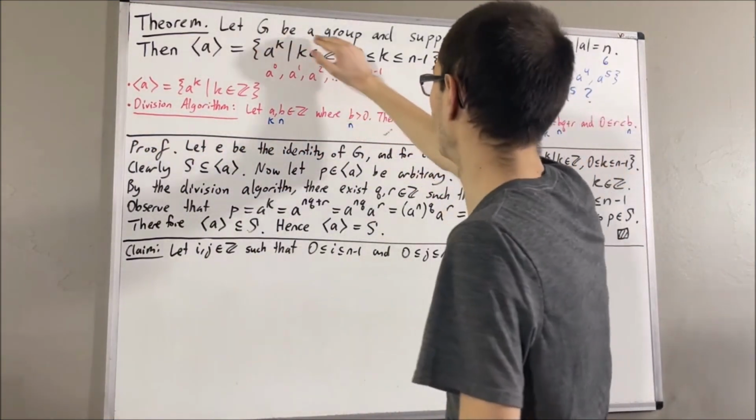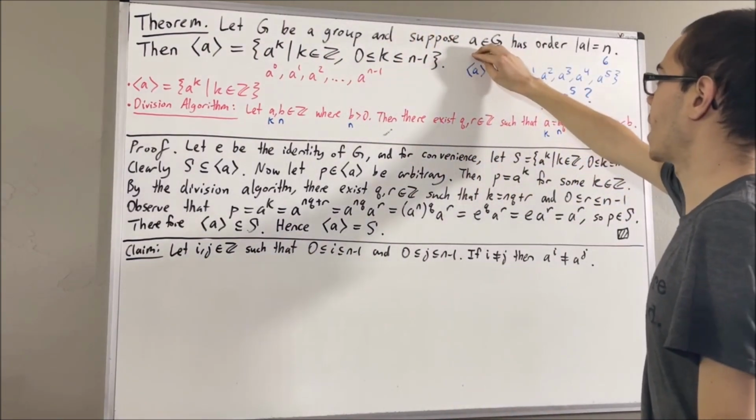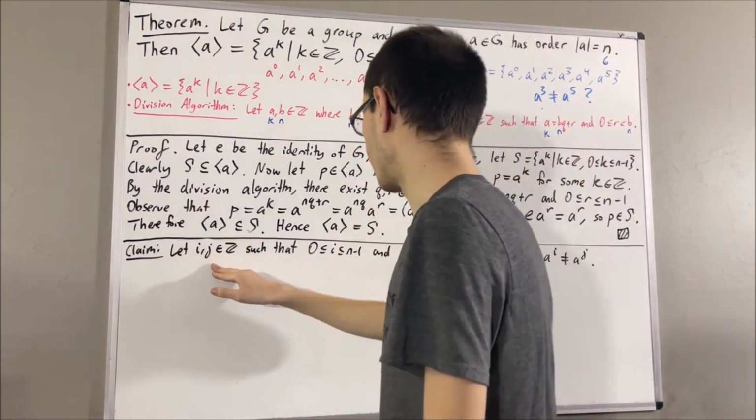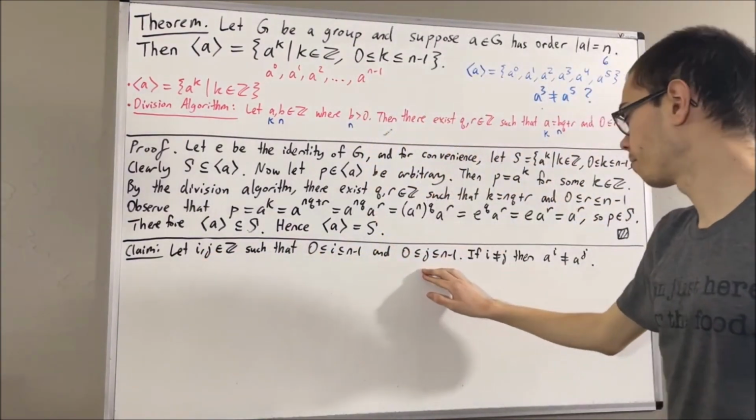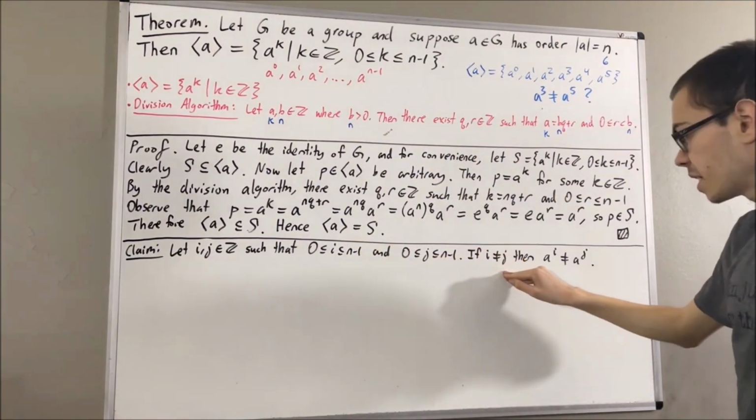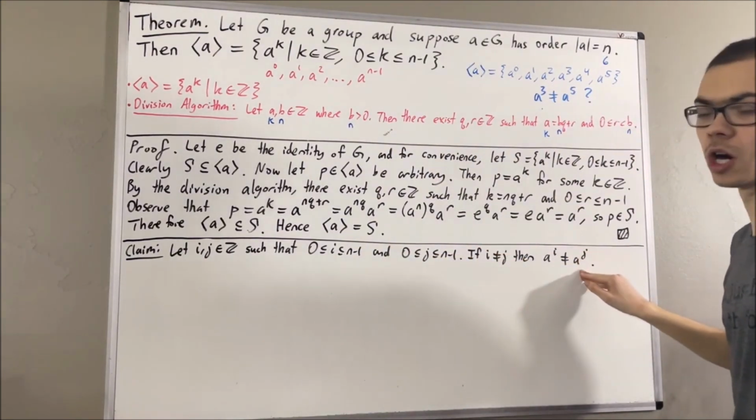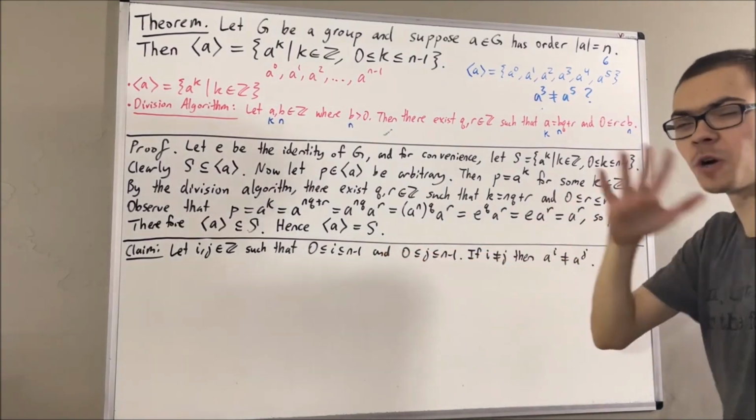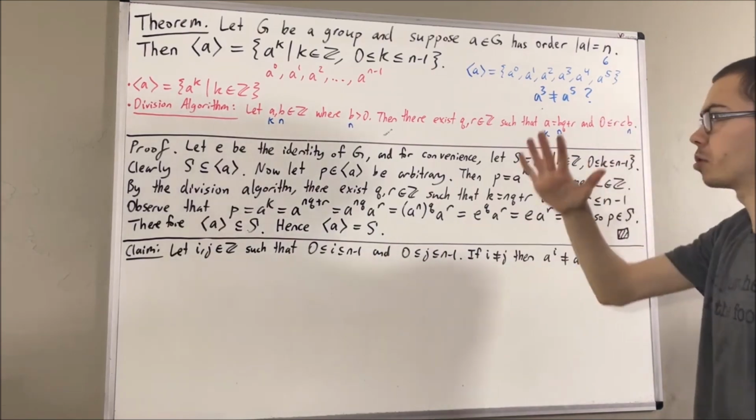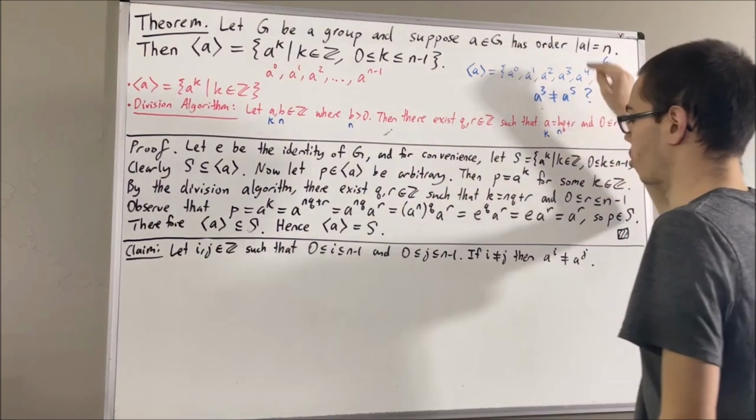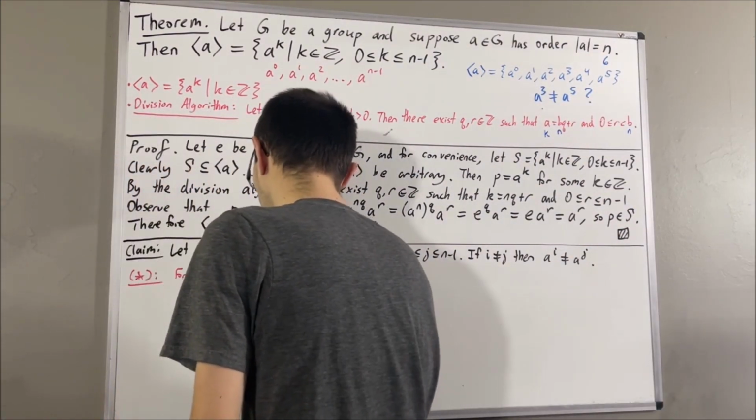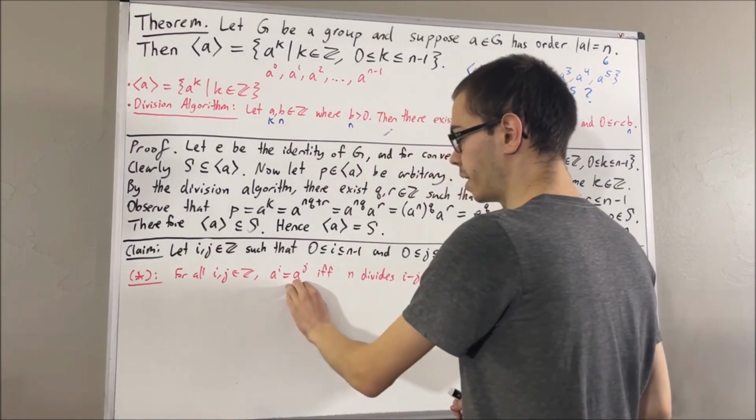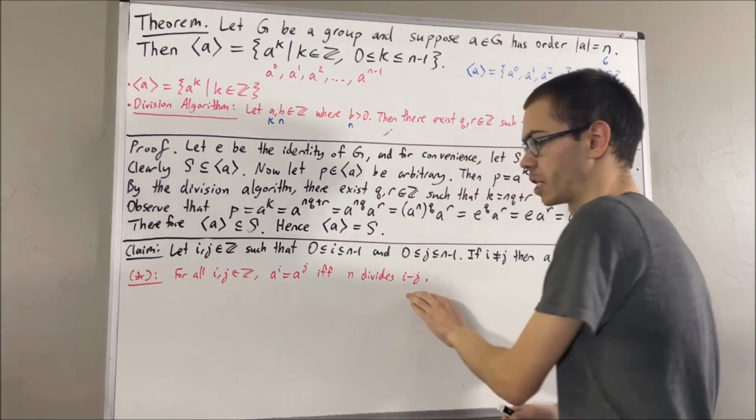Still working with a group G, and still working with an element A in G that has order n, the claim is, given integers i and j, such that i and j lie between 0 and n minus 1, if i and j are distinct, then a to the power of i and a to the power of j are distinct. So, in proving this claim, we are going to be using the following result, which we have proven under the assumption that A is an element of G of order n. We have for all integers i and j, a to the power of i is equal to a to the power of j if and only if n divides i minus j.